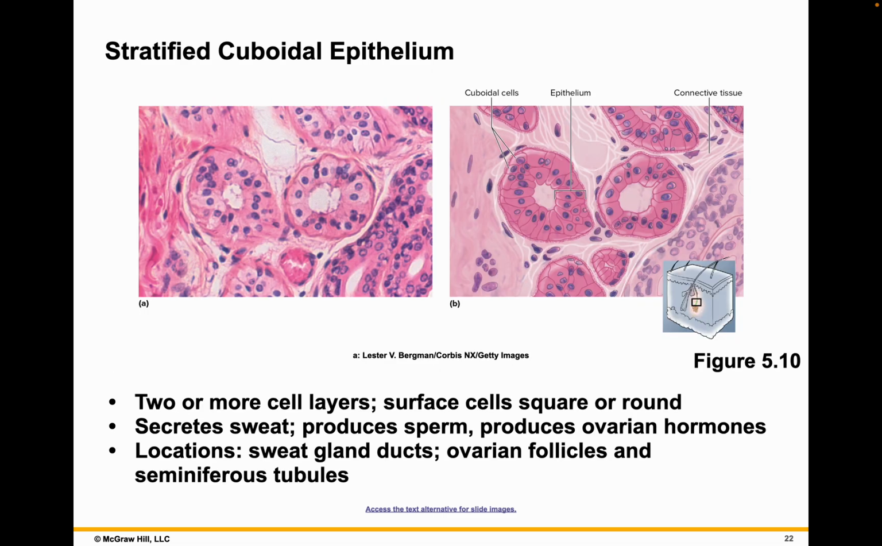Stratified cuboidal epithelium is two or more cell layers. Surface cells are square around. It secretes sweat, produces sperm, and produces ovarian hormones. Find them in sweat glands, ovarian follicles, and seminiferous tubules.